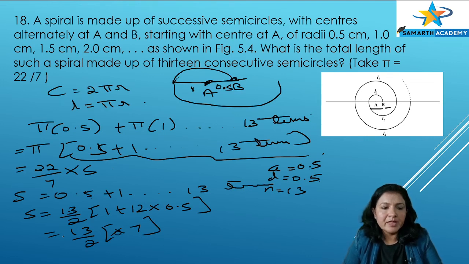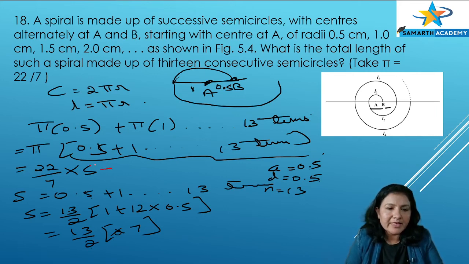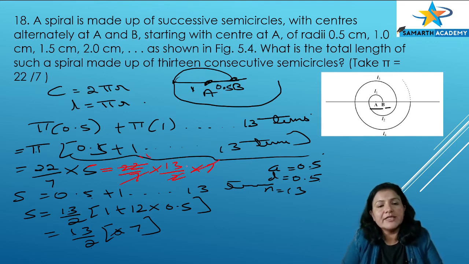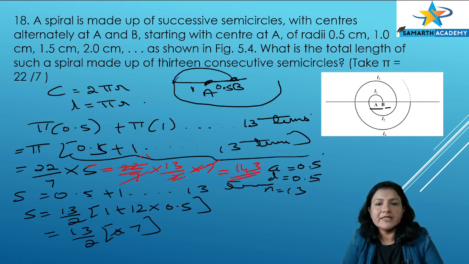Okay. So we got 13 by 2 into 7. Let's put this value here. S ka value. So 22 by 7 into 13 by 2 into 7. 7 and 7 get cancelled. 2 ones are 2, 11s are 11. So 13 into 11 will be 143. So 143 centimeters will be the length of the arc.